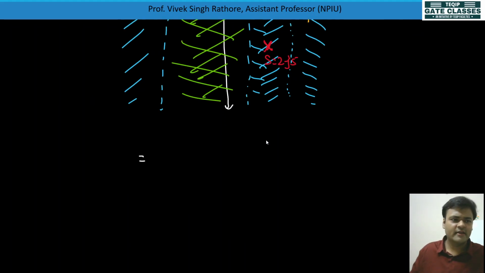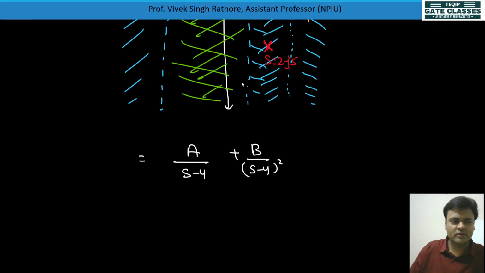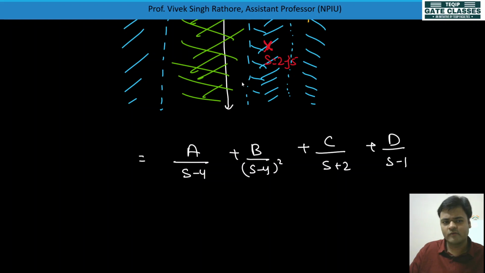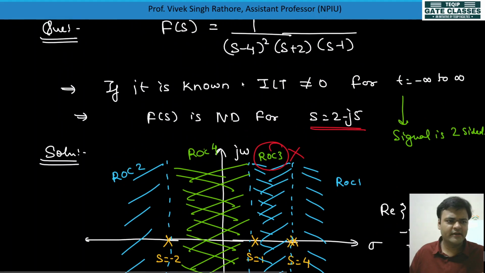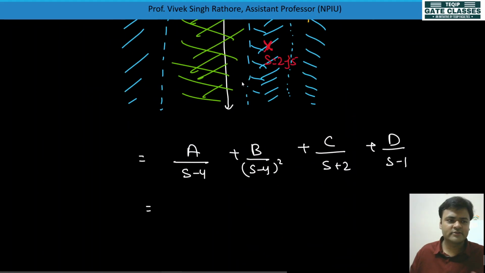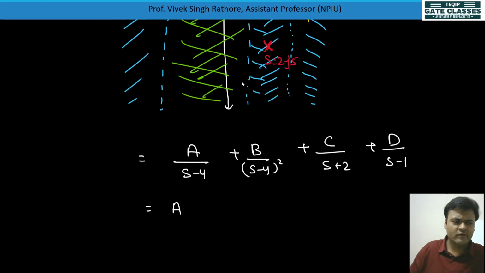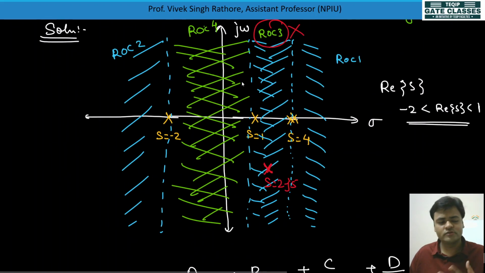See, many expressions are there. Looking at the partial fraction, we'll get A by s minus 4, then B by s minus 4 squared, because a square term is there so a double pole comes, and then C by s plus 2, and plus D by s minus 1. Now whatever the partial fraction values may be, it is not the matter of concern. The matter of concern is that A, whatever the value, will be e to the power minus 4t, and it will be u of t or minus u of minus t.